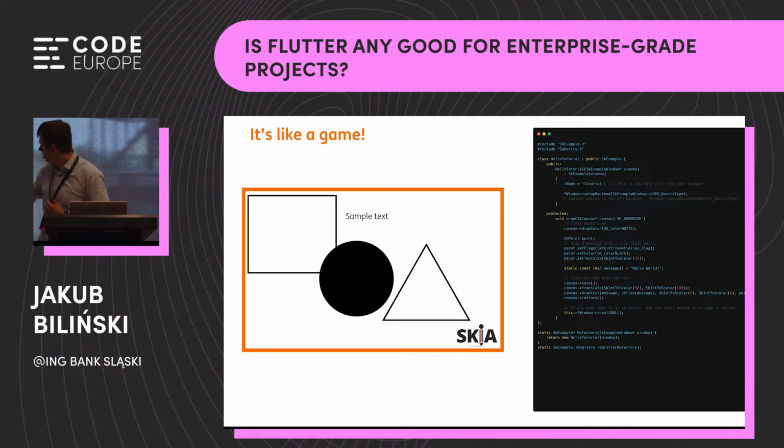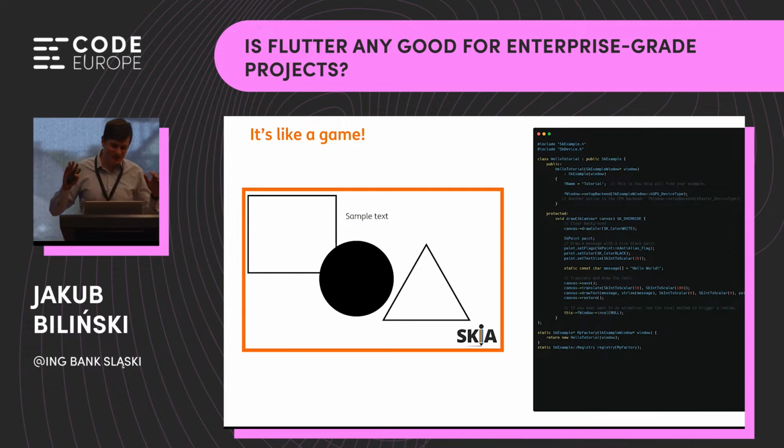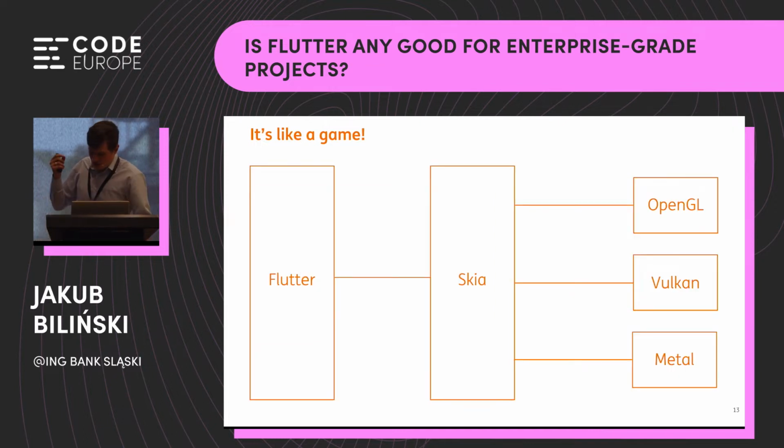That's an example from the official documentation of the Skia library. We don't have to look at that too much. The most important thing is that it's rendering on canvas. And pretty much everyone uses canvas. But why exactly is Flutter using the Skia library?